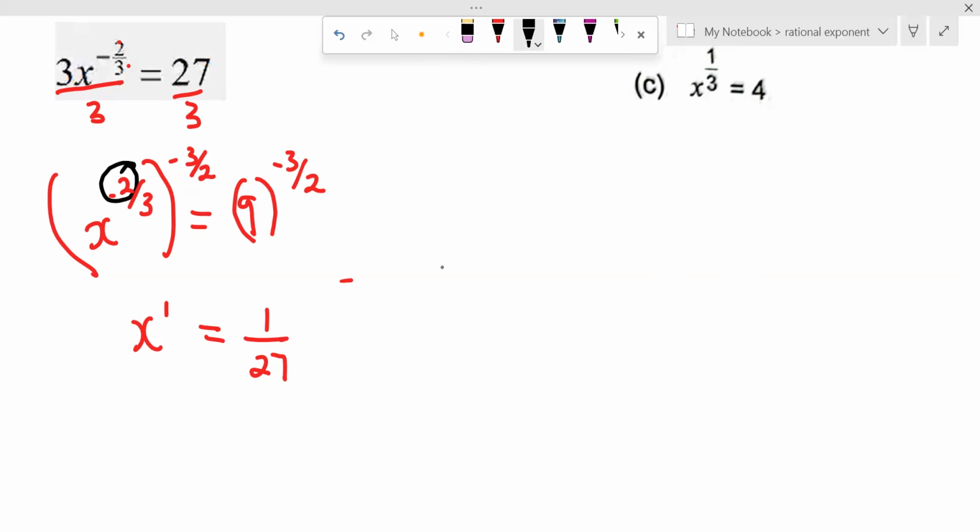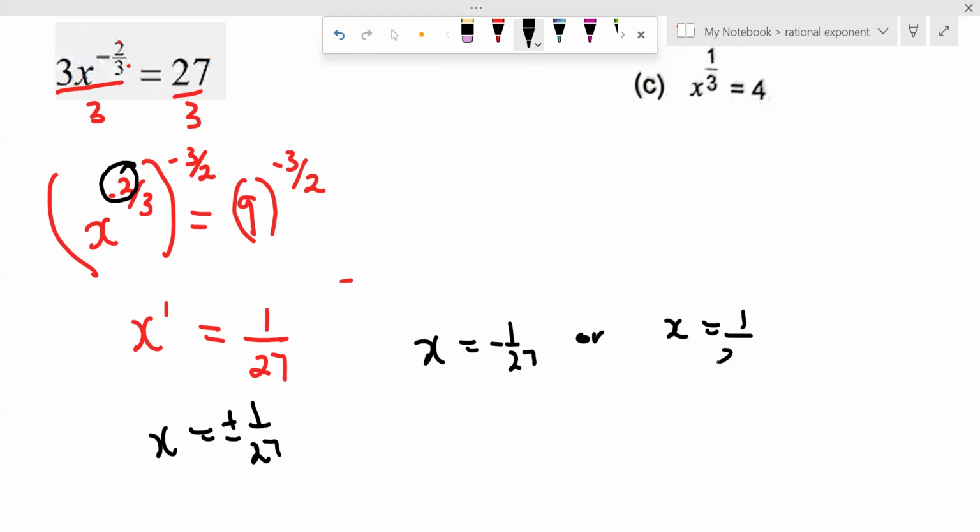Why two, Anna? So our answer is going to be x equals plus and minus 1 all over 27. If we want to take it further, we can say x is going to be minus 1 all over 27, or x is going to be equal to 1 all over 27.